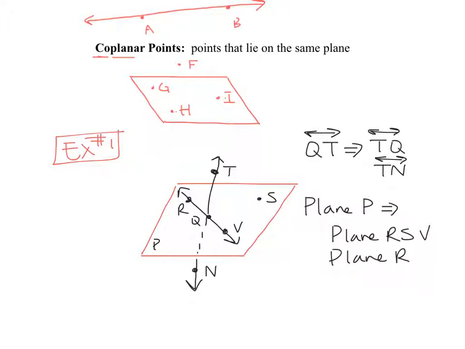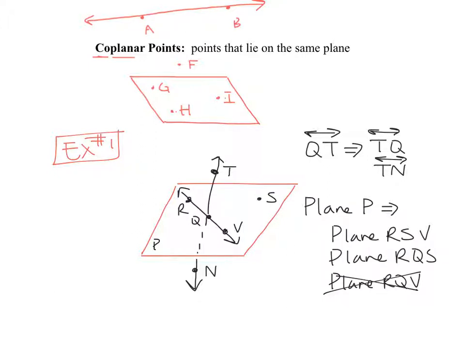So we could call this plane, let's see, R what? RTV would be a different plane. That would be a vertical plane because T is not on that plane. But if we do RSV, or RQS, you could do that. What you cannot do is call it plane RQV, okay? So this one doesn't work because that's a bunch of different planes that go through that. How are we doing so far?